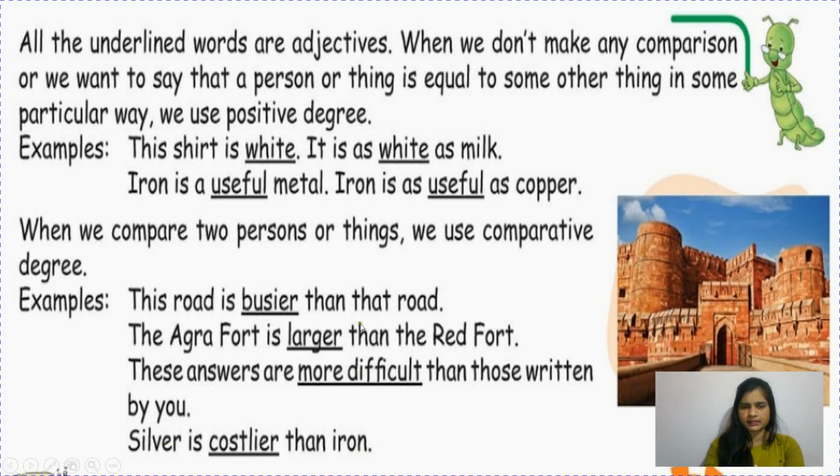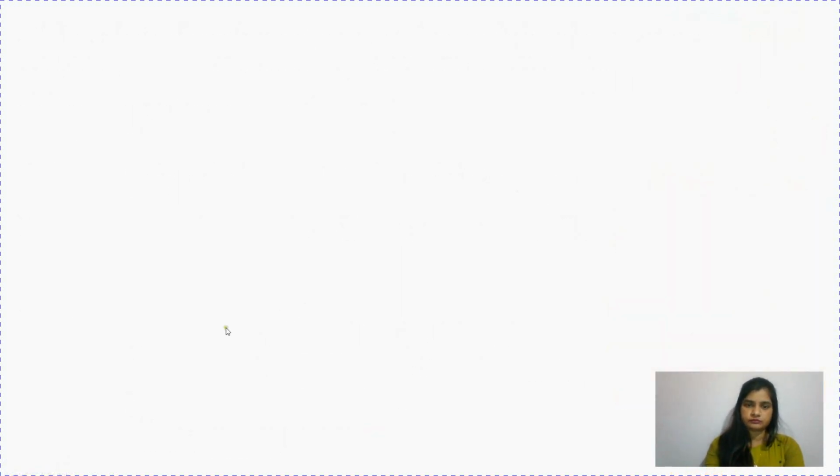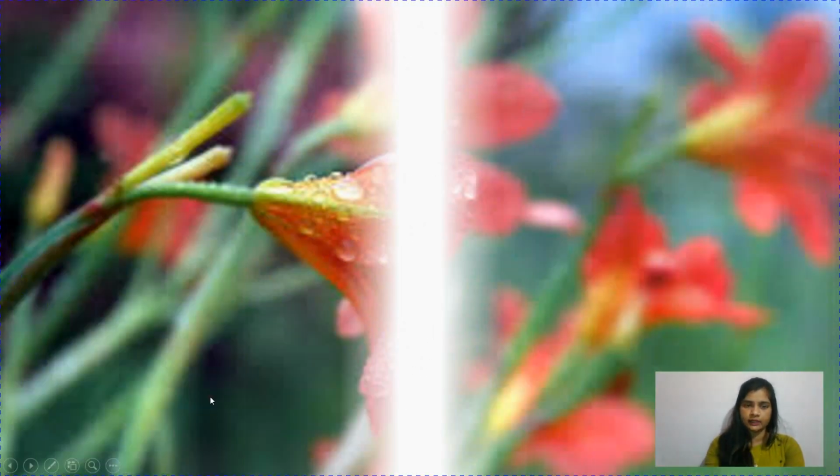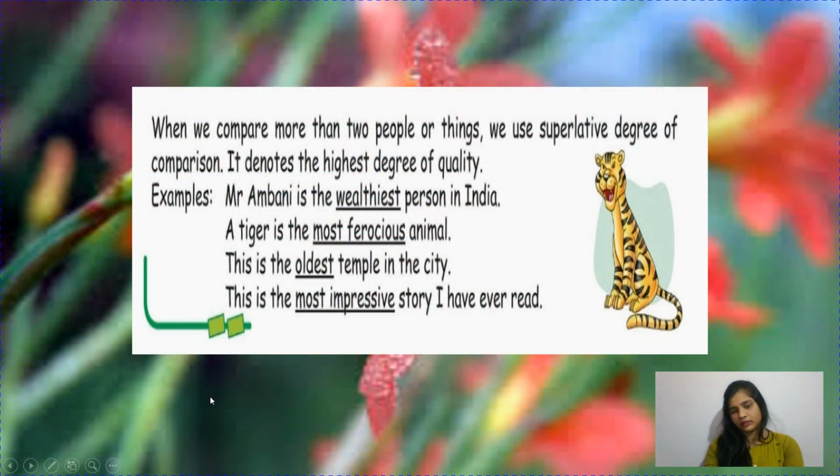Children, have you noticed in all the sentences after the comparative degree, we have used than, here, here, here. So, you have to keep this in your mind. While using the comparative degree, you have to use than. Like in positive degree, we use a or an. In the same way, for comparative degree, you will use than.